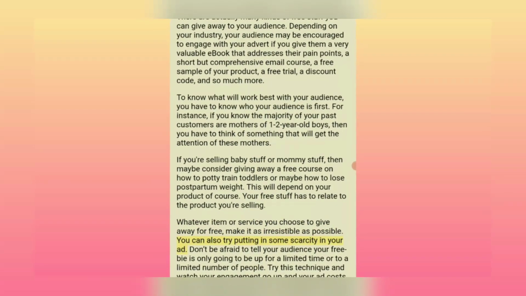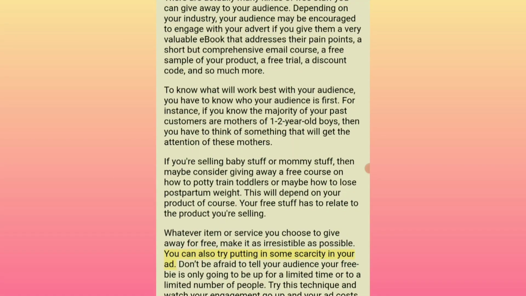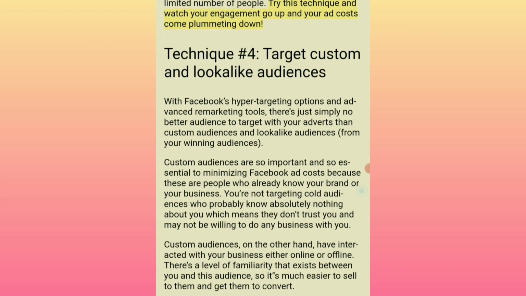Technique number 4: target custom and lookalike audiences. With Facebook's hyper-targeting options and advanced remarketing tools, there's just simply no better audience to target with your adverts than custom audiences and lookalike audiences from your winning audiences. Custom audiences are so important and so essential to minimizing Facebook ad costs because these are people who already know your brand or your business. You're not targeting cold audiences who probably know absolutely nothing about you, which means they don't trust you and may not be willing to do any business with you.